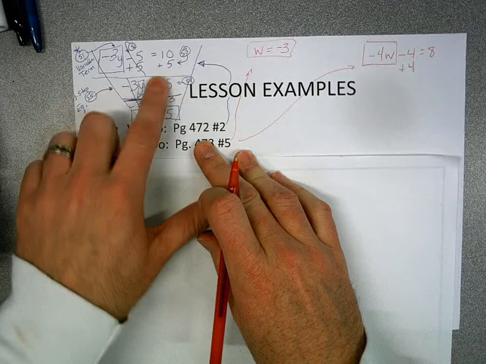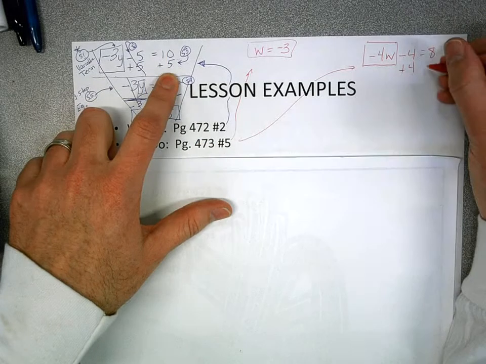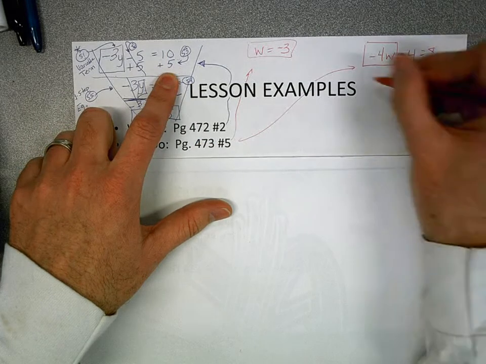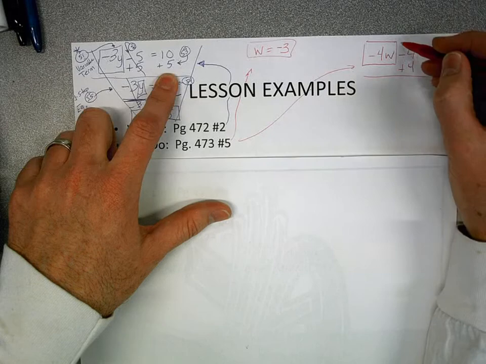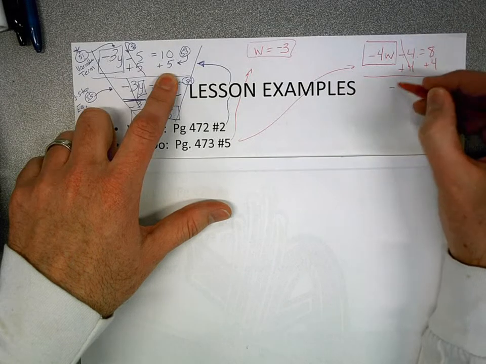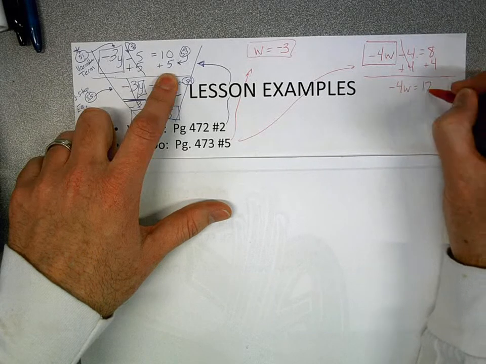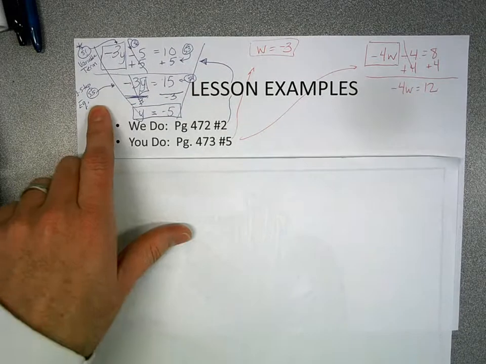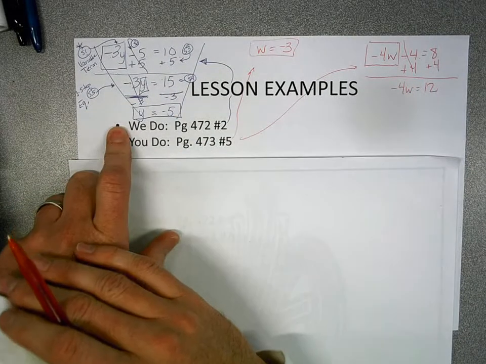Step 3, do the same thing to the other side. So I'm going to add 4 to this side. I'm going to go ahead, these cancel out. I end up with -4W equals 12. Of course, that was step 4. Step 5 is now, I just finish it off with my one-step equation skills.